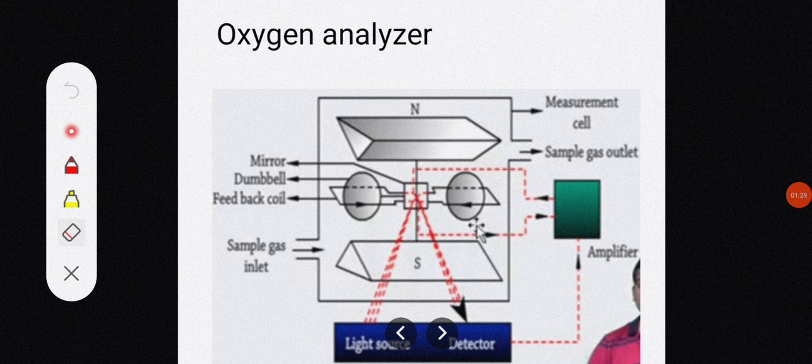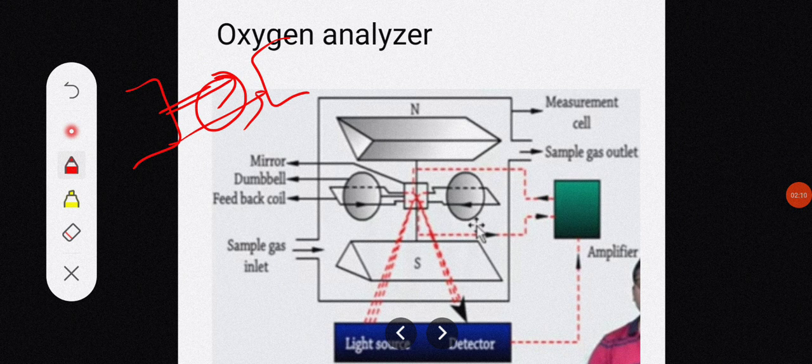To understand this concept, first you need to know what paramagnetism is. Paramagnetism is a property of a substance due to which, when that substance is placed in a magnetic field, it gets weakly magnetized in the direction of the magnetizing field. Whenever you place any object having the paramagnetic property in a magnetic field, it will get magnetized in the direction of the magnetic field.